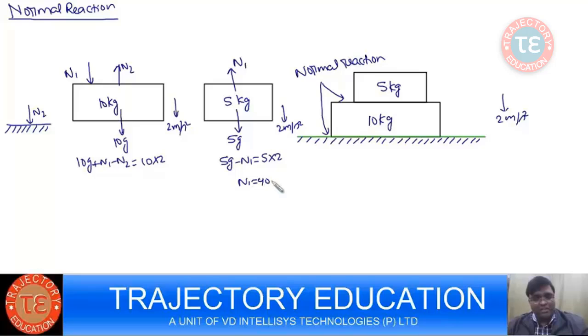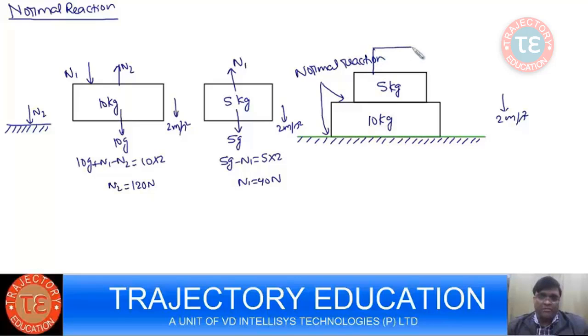is 10 into 2. So from here I can say N1 is 40 Newton, and from here I can say, if it is 40, 140 minus 20 is 120, so I think N2 is 120 Newton. So this is normal reaction. This is the normal reaction. This is going to be your normal reaction.